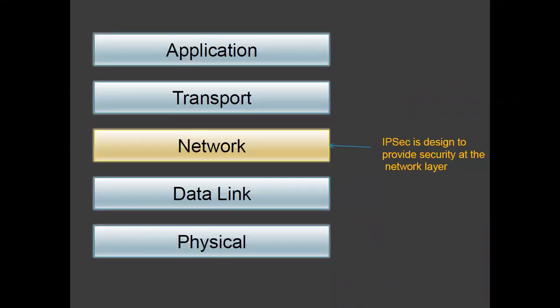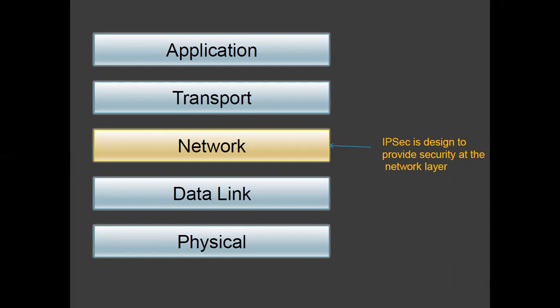So let us understand in which layer of the TCP/IP protocol suite this IPsec protocol is working. As you have seen, IPsec is a network layer security protocol. So it is working at the network layer. It is a supporting protocol for Internet Protocol version 4 or version 6. So it is working along with Internet Protocol, that is IP, at the network layer.